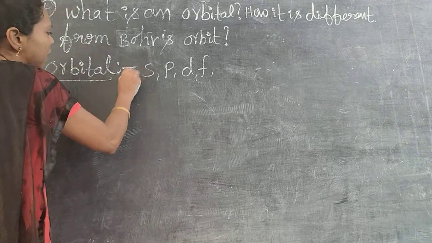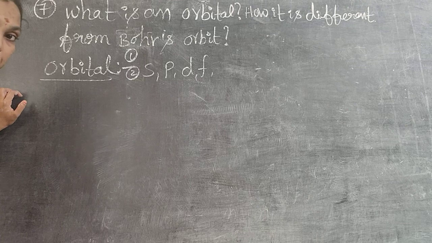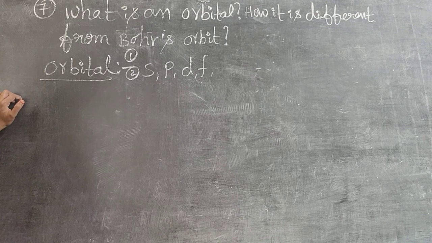That is the second point. The first point is the definition. The second point is we have four types of orbitals. Those are S orbital, P orbital, D orbital, F orbital. In those orbitals, we find the electron's place. The place of maximum probability of finding the electron is known as an orbital.